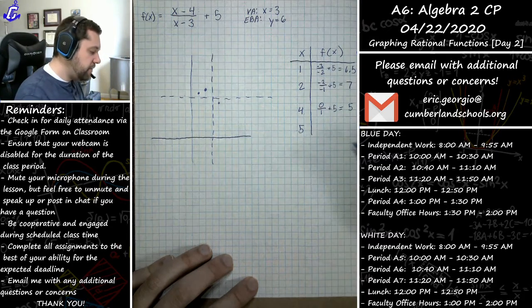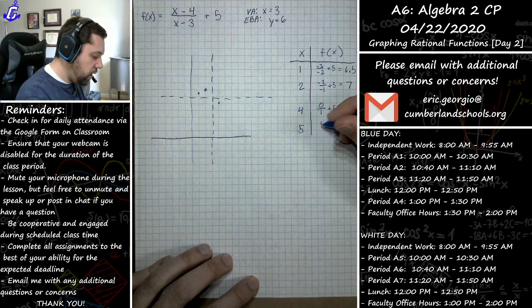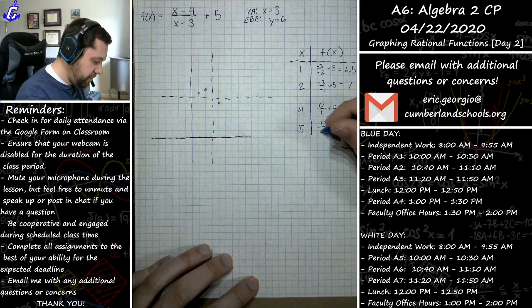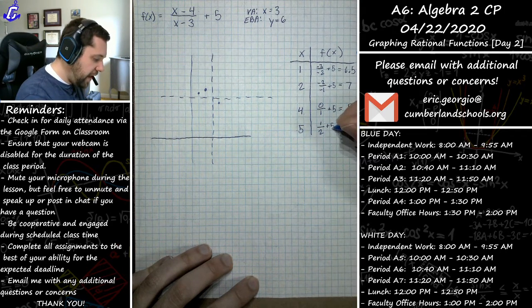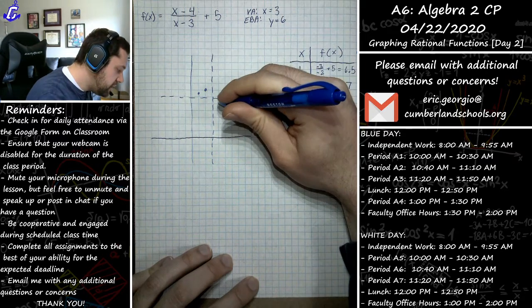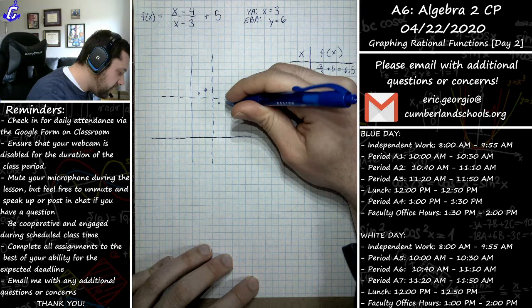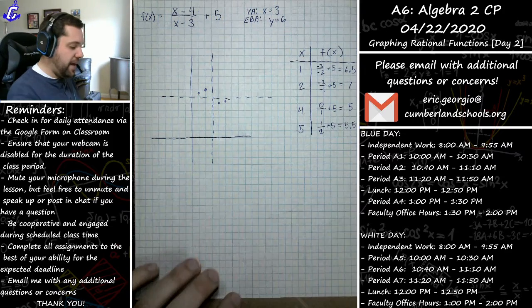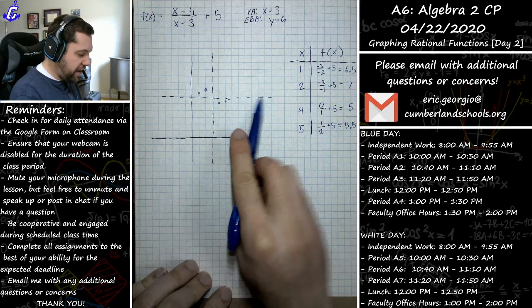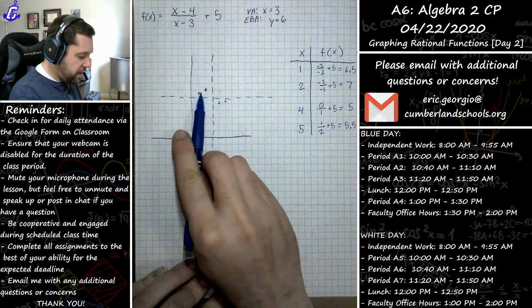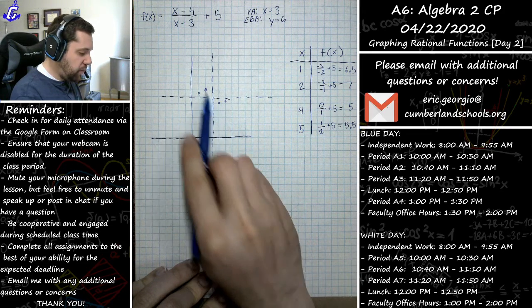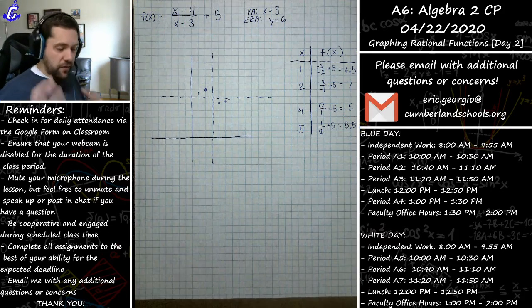5 goes in. 5 minus 4 in the numerator is 1. In the denominator, 5 minus 3 is 2. Plus 5. I have 1/2 plus 5, which is 5.5. So that should be right about there. If my asymptotes were drawn a little more accurately, you would see that it would be equidistant from these points. They should be symmetrical from each other.